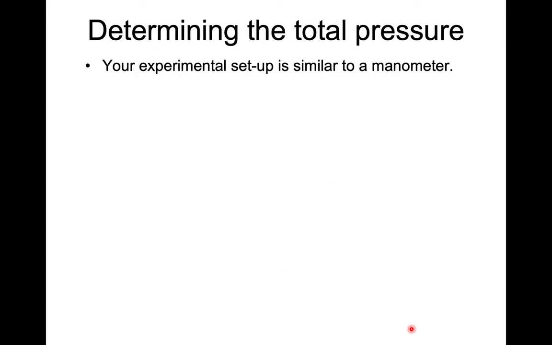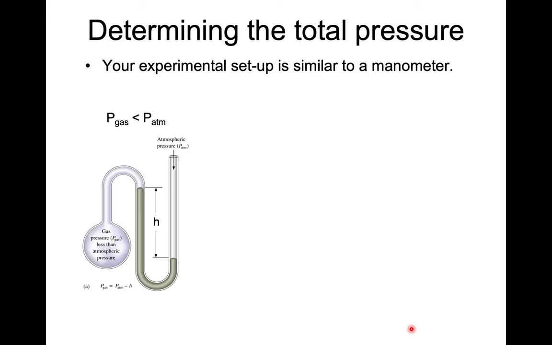Let's talk about a manometer before we get into our particular experimental setup today. A manometer looks like this, where one end of this tube is open, and we have a gas on the inside here. In this particular setup, as shown here, the atmospheric pressure is greater than the pressure of the gas. How can I tell that? Because the two columns are unequal. Because the atmospheric pressure can push down harder than the gas can push down, the mercury gets pushed up on this side.